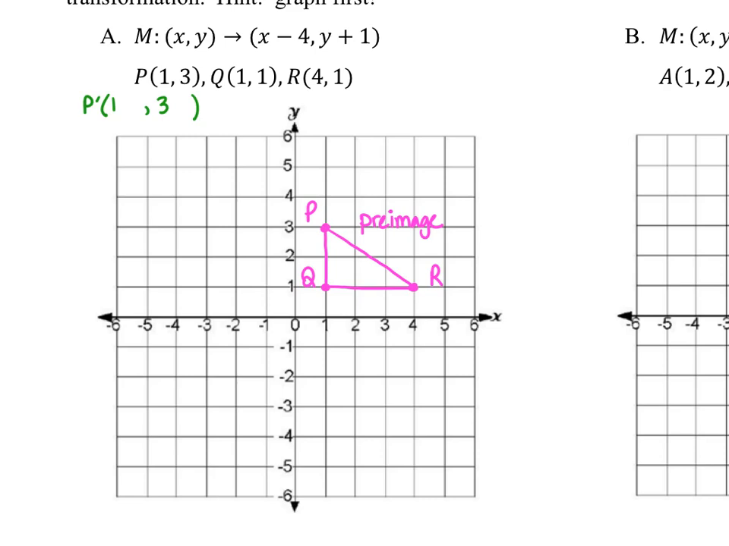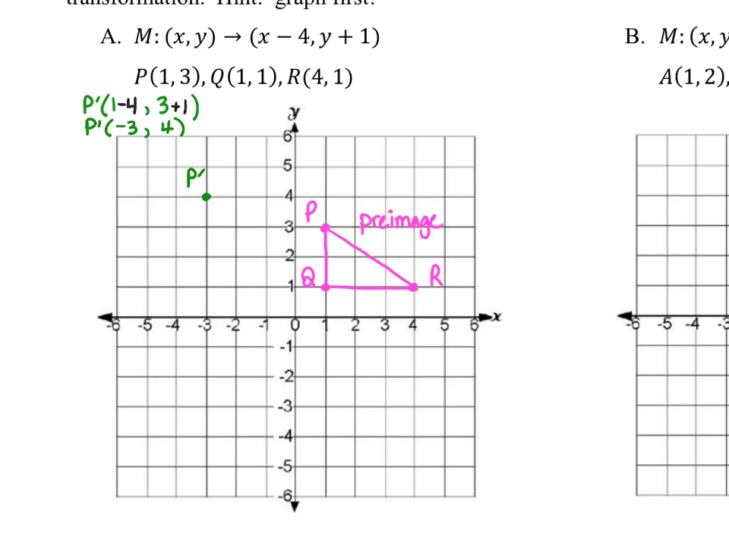So point P was at 1, 3, and the mapping statement tells us that we're going to subtract 4 from the x-coordinate and add 1 to the y-coordinate. That means that P prime is going to be located at -3, 4. So at -3, 4, we map P prime, or we graph P prime.